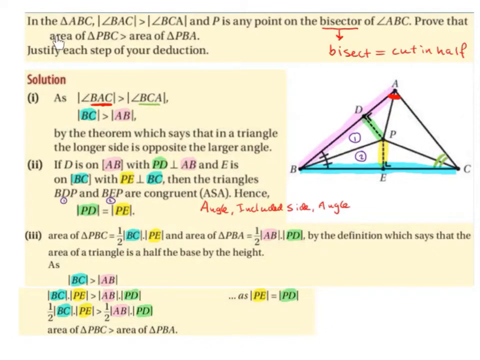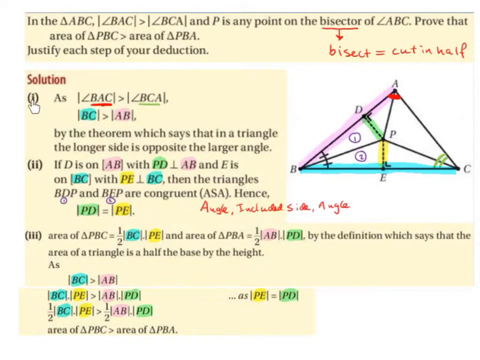Prove that the area of the triangle PBC, so this triangle down here, is greater than the area of the triangle PBA, so this triangle up here. Justify each step of your deduction.